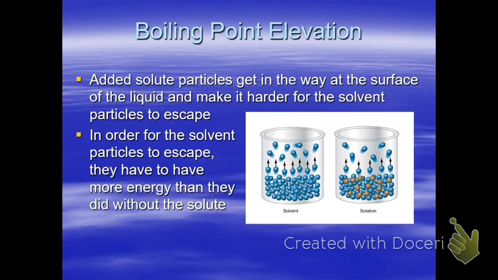So heating water up to 100 degrees isn't going to cut it, because I can't get all of those water particles through that barrier. So I've got to raise the temperature a little higher to finally be able to get those solvent particles out into the gas phase. So the solvent needs more energy than it did before to get vaporized. So the boiling point goes up for that reason. The take-home message here is solute particles get in the way.